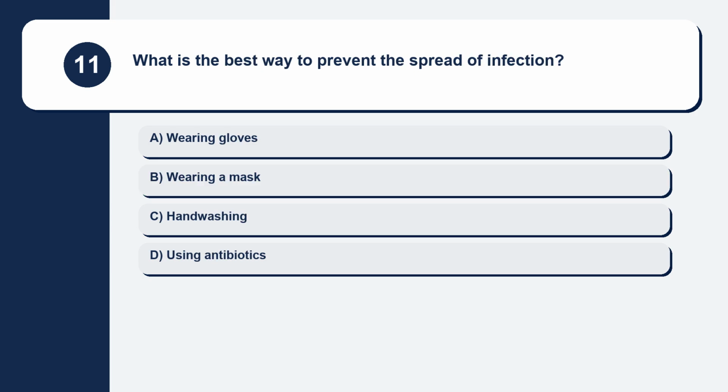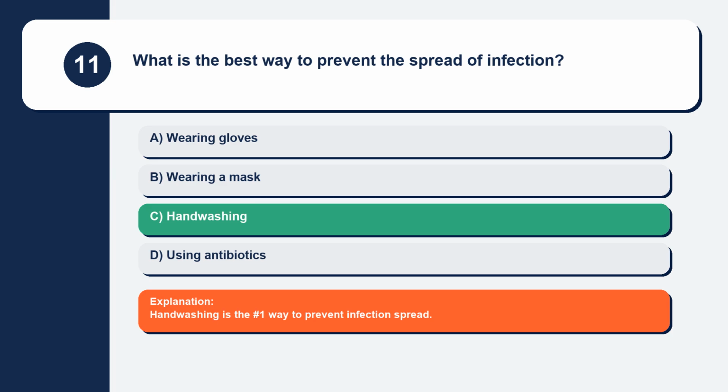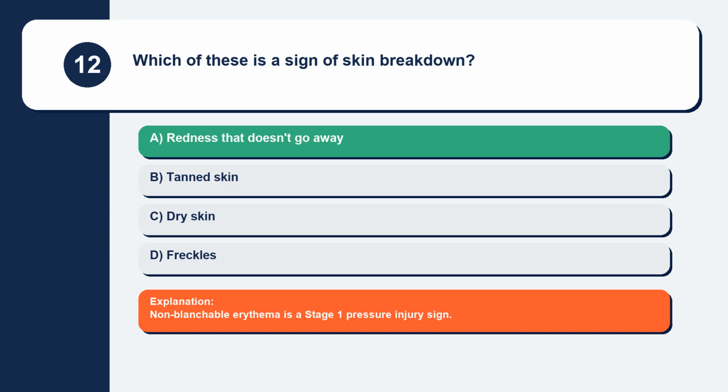Question 11. What is the best way to prevent the spread of infection? Wearing gloves, wearing a mask, hand washing, using antibiotics. Hand washing is the one way to prevent infection spread. Question 12. Which of these is a sign of skin breakdown? Redness that doesn't go away, tanned skin, dry skin, freckles. Non-blanchable erythema is a stage 1 pressure injury sign.